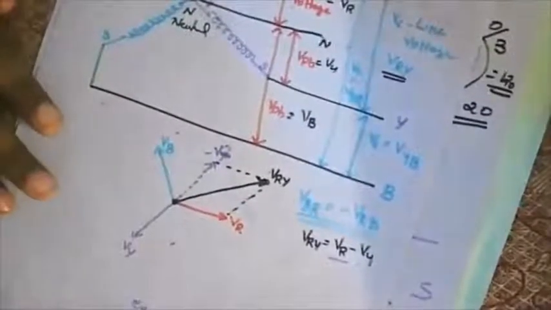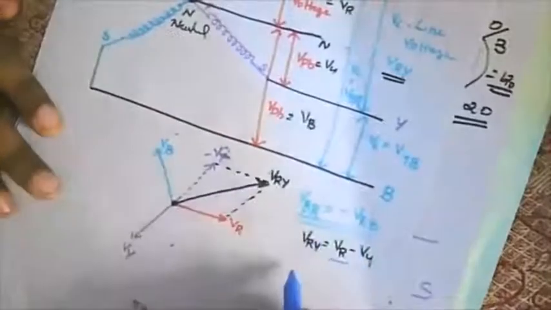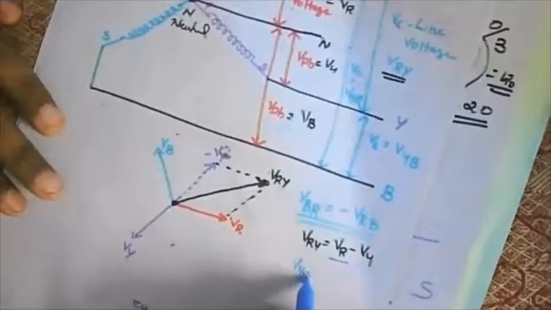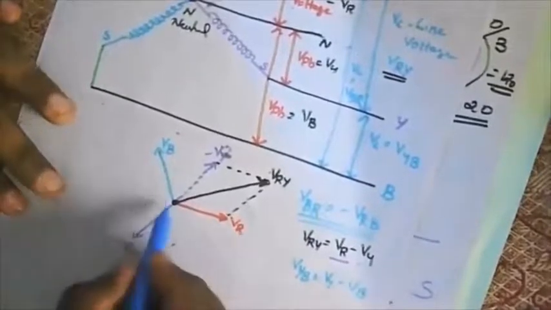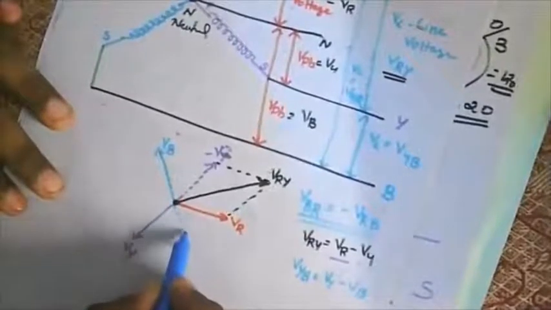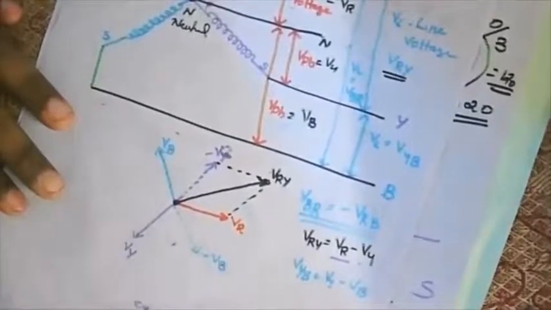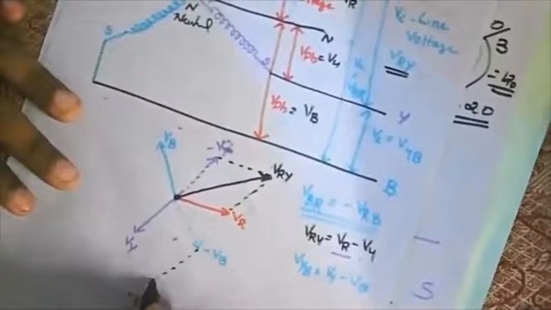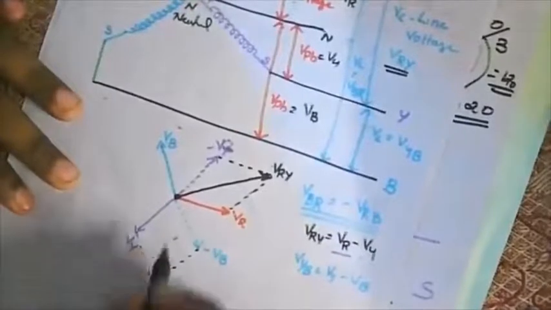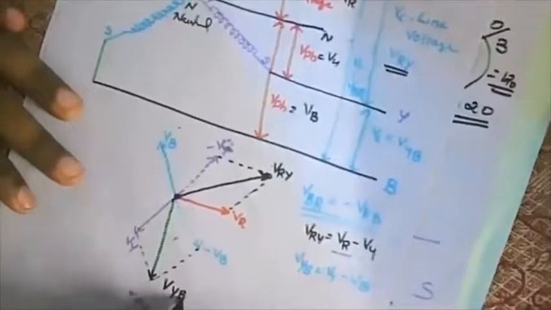Now, what is the second? VYB. What is VYB? VY minus VB. Minus VB means this should go downwards in the negative direction. Minus VB. So if I take the resultant, I will get VYB.